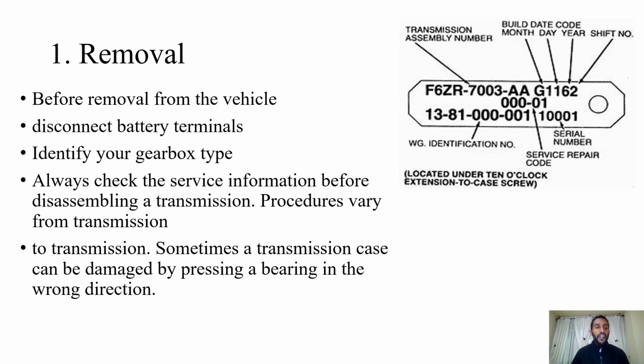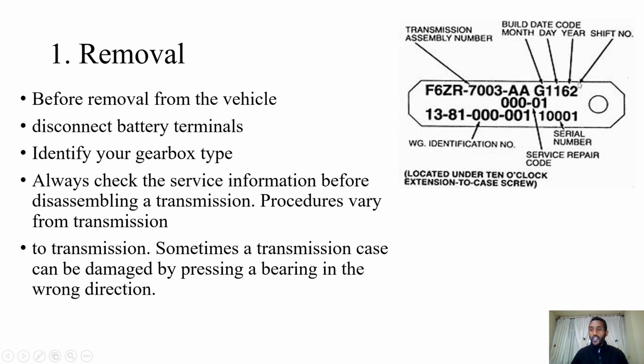The next one, identify your gearbox type. Mostly every gearbox will have a different identity or identification code. We know this identification code mostly from the engine part, the vehicle identification number. Some gearboxes will be included in the VIN, but in most gearbox designs, we will get such kinds of numbers. If you observe these numbers, they express different things about the gearbox, like the transmission assembly number, build date and code. It indicates month, day, year, and shift number.